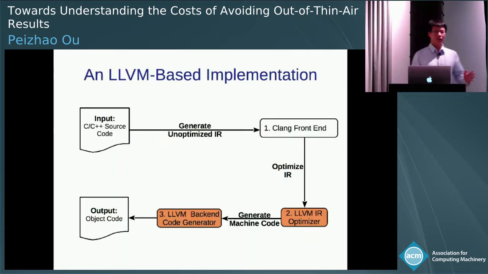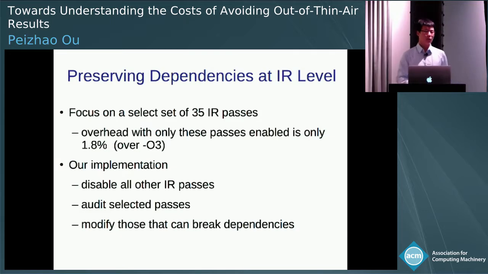Now, after we define our dependency notion, let me show you how we implemented this on top of LLVM. We found that in the standard LLVM compilation pipeline, both the IR level optimizations and the backend optimizations can potentially break our dependency notion. So let's first see how we preserve dependencies at the IR level.